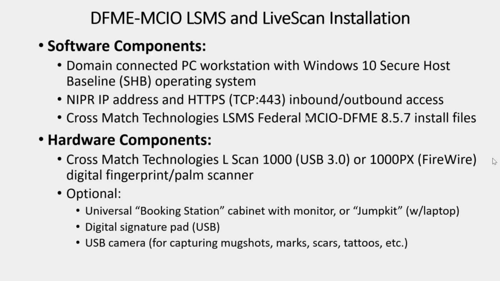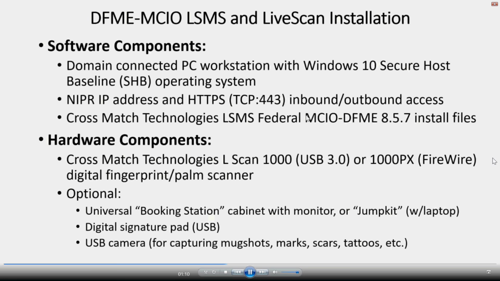Listed here are a few basic components needed for a successful implementation of LiveScan. As you'll see, the software components: you need a domain-connected PC workstation with Windows 10 Secure Host Baseline operating system loaded, a NIPRNet IP address with HTTPS allowed inbound and outbound, and the Cross-Mesh Technologies LSMS software to be installed. As far as hardware components go, I recommend using the Cross-Mesh Technologies LScan 1000, which is a USB 3 digital fingerprint palm scanner, or the 1000px Firewire scanner.